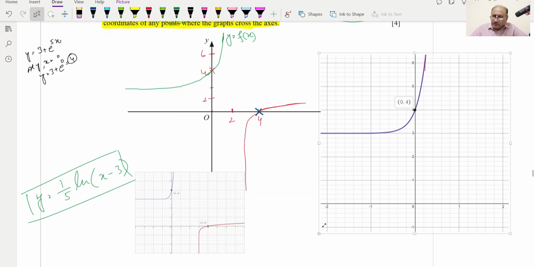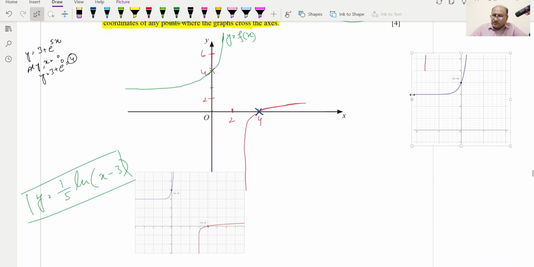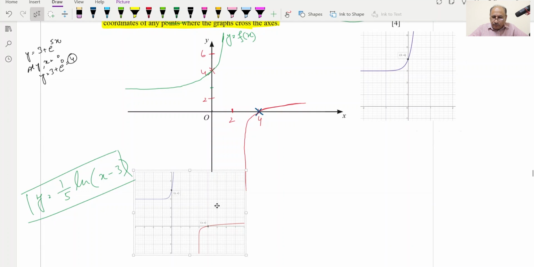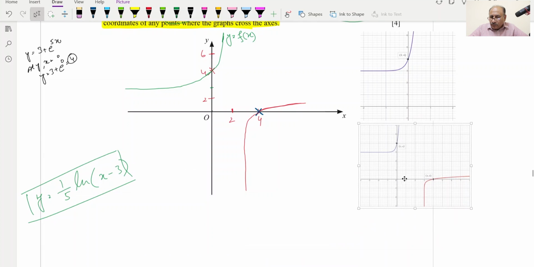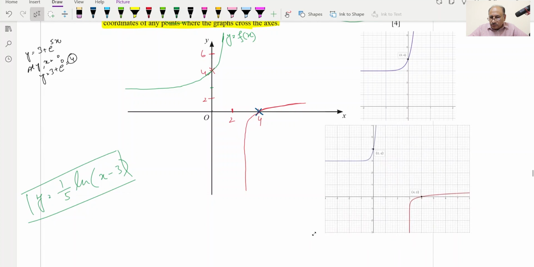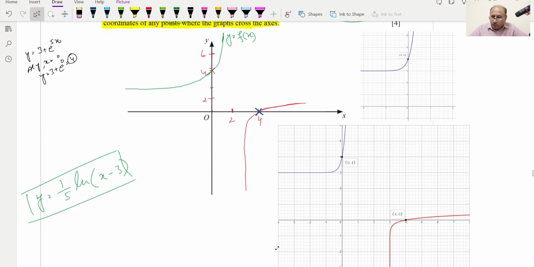This is very nice for your practice. You can practice this at home. Keep in mind, these types of softwares are not allowed and not available during the exam. So before the exam you can practice these types of graphs, and that will increase your skill level. And this is the complete graph, both, which I've shown over here.